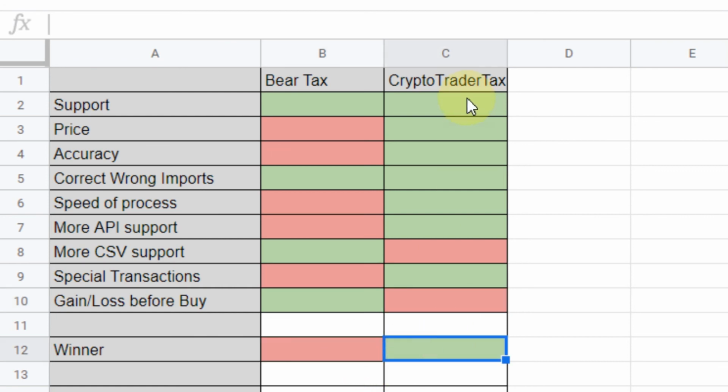Overall winner for me was Cryptotrader.tax, but I'm not saying Bear.tax is a bad solution. I mean, it looks like the more sophisticated way. But I've been talking a lot to Bear.tax. They were really helpful, and they said they are trying to improve and add more API keys, and you can really work with them. They even say if you have an Excel sheet which you cannot import, you can send it to the support and they will add it to your account, so they're really helpful. So if the price is right, yeah, why not go with Bear.tax as well? So for me, Cryptotrader the winner, but you have to decide on your own.